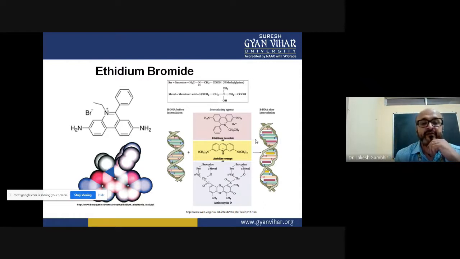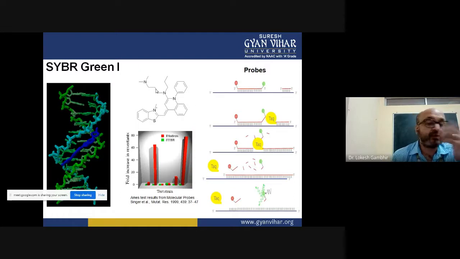Such a dye is ethidium bromide, which gives you orange fluorescence after intercalating with the DNA. Or, very commonly, what we use in our lab is SYBR Green, which binds to the major groove, and after binding to the major groove, its intensity increases, the fluorescence increases.